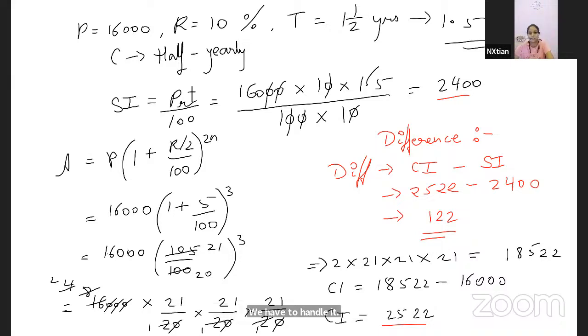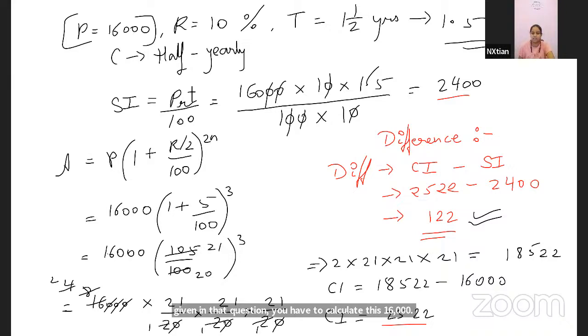Is that only used to calculate the P? Yes. That formula is only used to calculate P when you are given the difference. In those questions, this difference between CI and SI is given, and you have to calculate this 16,000, that is principal. For that you use that formula: difference equals principal, R T, then in the bracket R by 100 raised to the power n. I hope this question is clear, everyone. Now you got how to solve it.